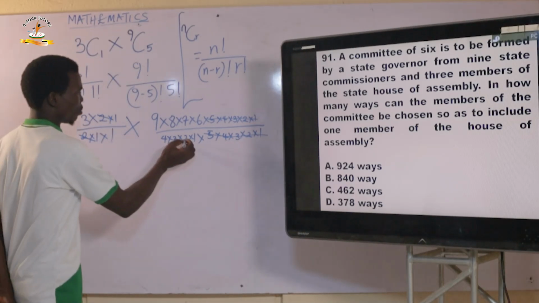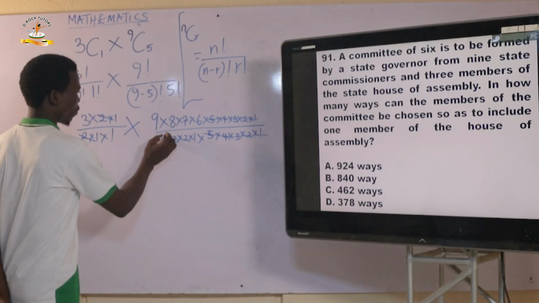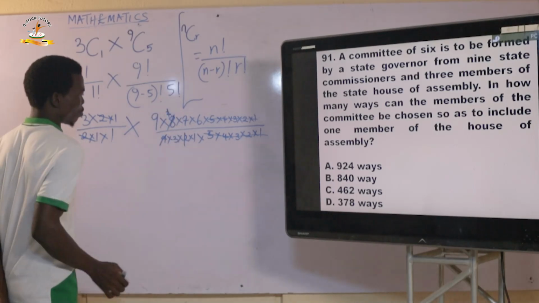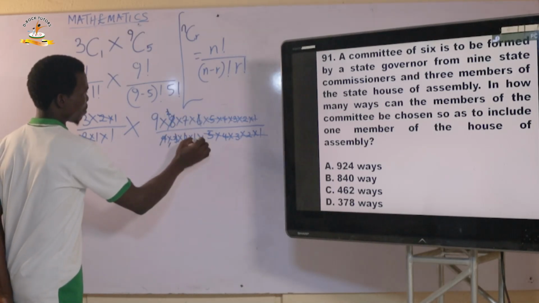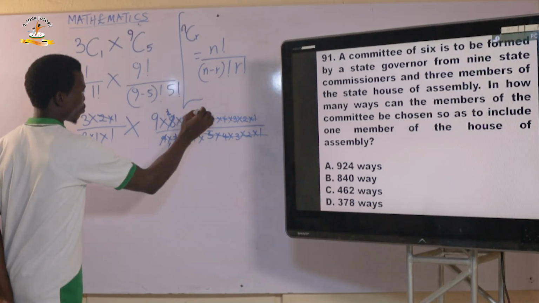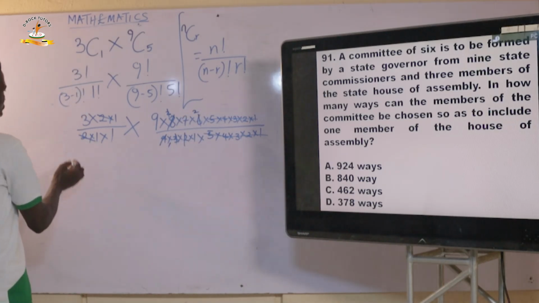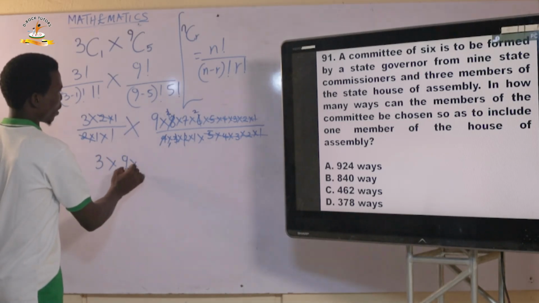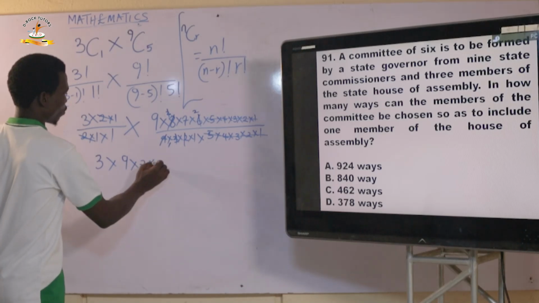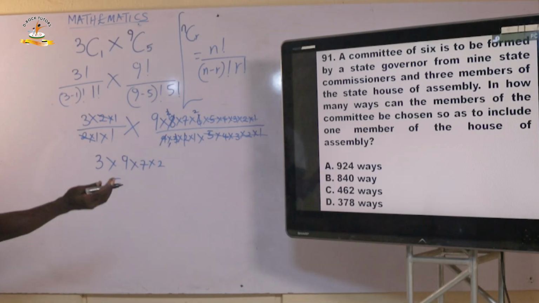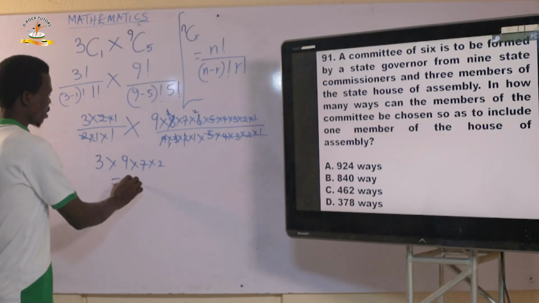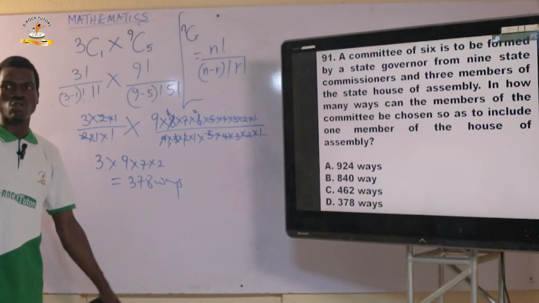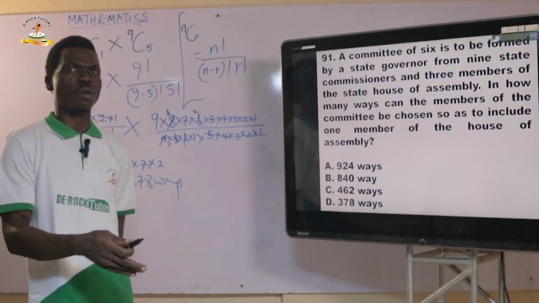And we can still do some division. 4 here, it is 2, and the 2 cancels the remaining 2. 3 here, it is 1 times this. 3 here, 1, 3 here, 2. I think all is done there. So here we only have 3 multiplied by 9 multiplied by 7 multiplied by 2. If you do this very well, your answer will be 378 ways. So we have 378 ways of doing this, and the correct option is option D.